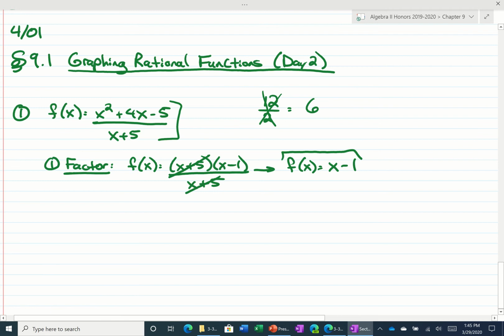So once you simplify and factor, this is now obsolete. Obsolete means it's old, it doesn't matter anymore. This is going to be what we're graphing.